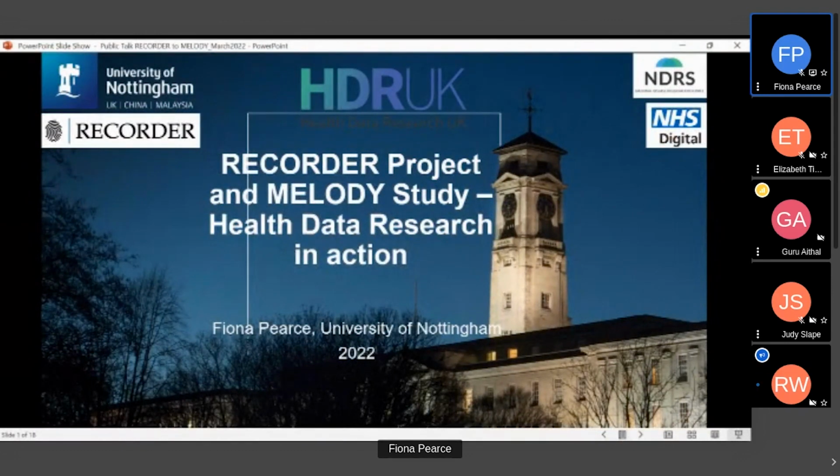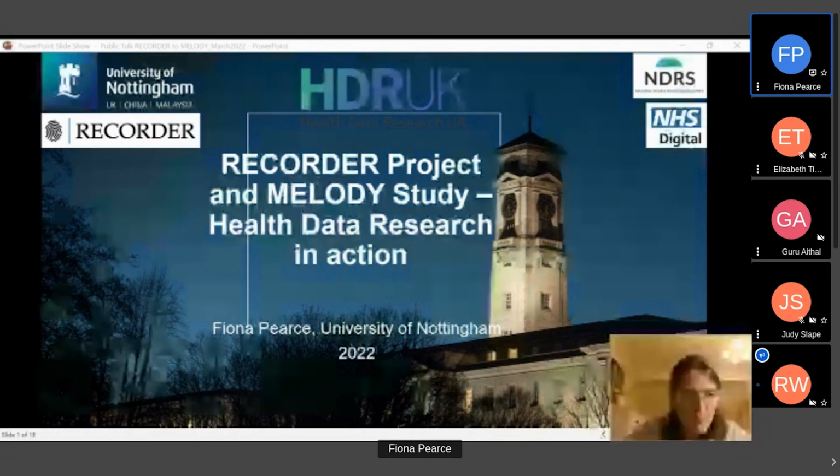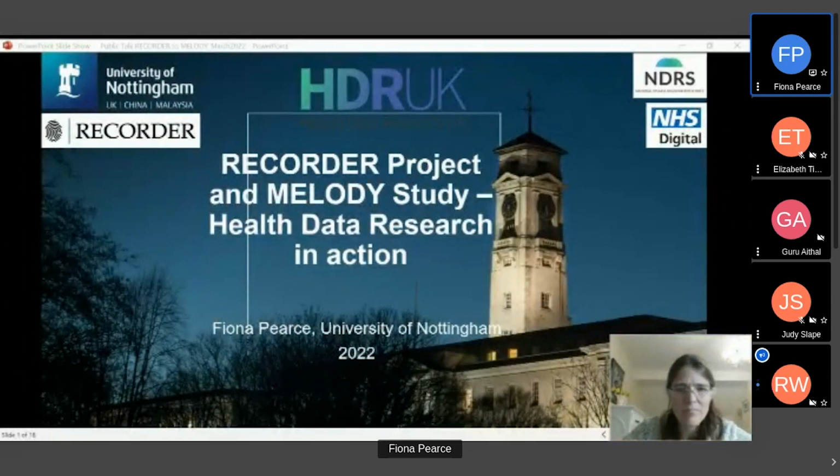So Fiona's going to talk to us about the Recorder and Melody study, which is looking at rare disease and how they're using data to inform that research project. So welcome, Fiona, and over to you.